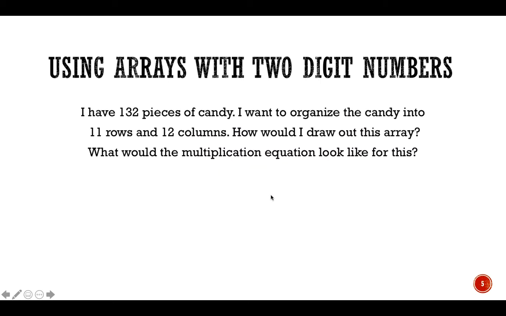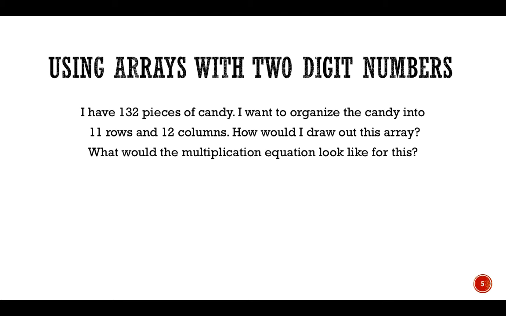So using an array with a two-digit number, we're going to read this problem, figure out the multiplication equation for it, and then draw the array. I have 132 pieces of candy. I want to organize the candy into 11 rows and 12 columns. How would I draw out this array? What would the multiplication equation look like for this?